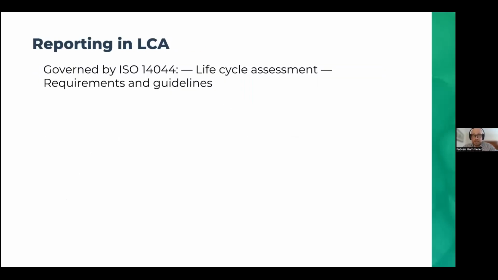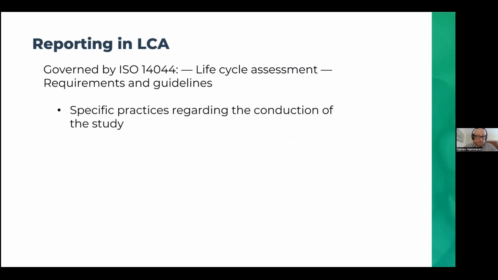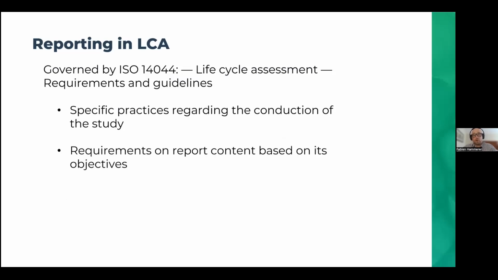So, reporting in LCA, as I mentioned at the beginning of the presentation, is governed by ISO 14044, which is called Life Cycle Assessment Requirements and Guidelines. It contains very specific practices regarding the conduct of the study and the requirements on the report content based on its objectives.